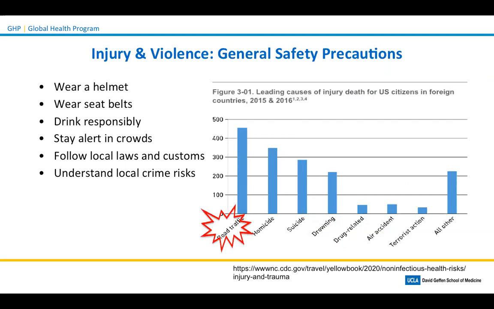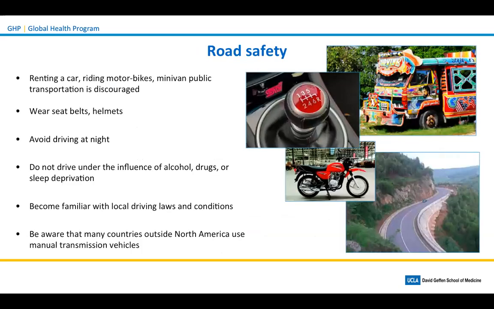Here are some general safety precautions when it comes to avoiding injury and violence. Please always wear a helmet, wear seatbelts, drink responsibly, stay alert in crowds, follow local laws and customs, and please understand local crime risks. This plot here shows that road traffic accidents are the leading causes of injury and death for US citizens in foreign countries. So we'll delve a little bit more into road safety.